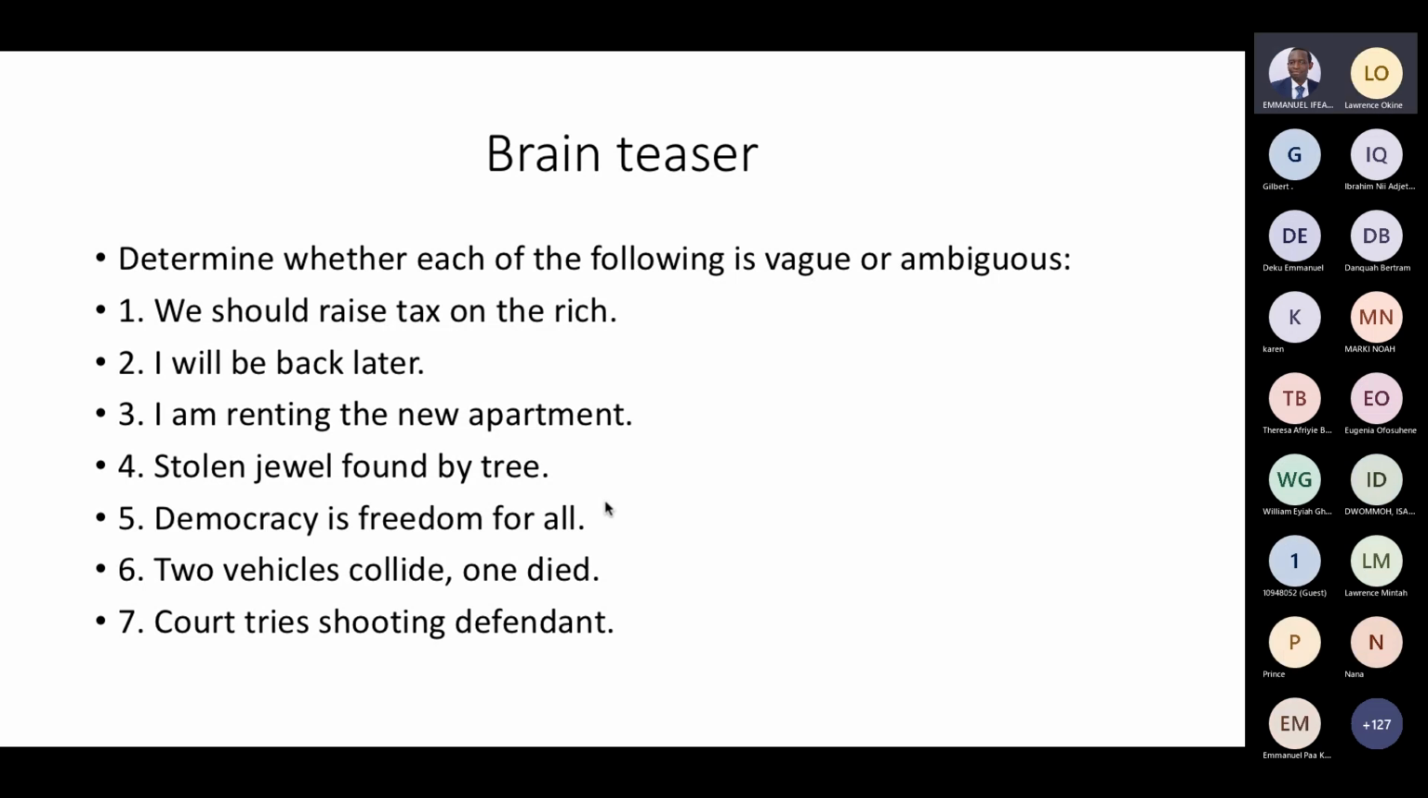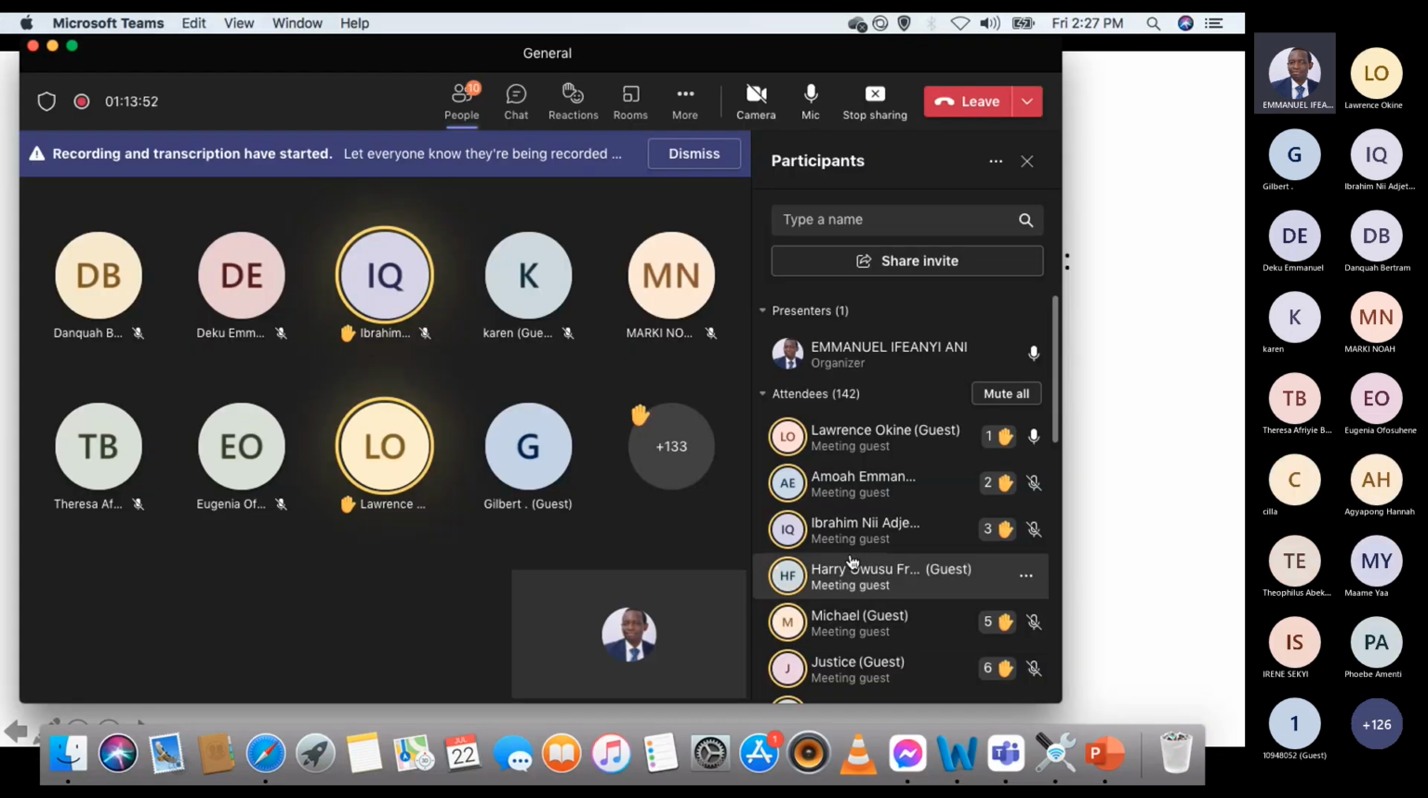So why is it vague? Okay, so it's vague because the writer or the person speaking didn't give a clear indication of where the person will be renting the apartment or what type of apartment the person will be renting. So for me, I say the sentence is vague because it doesn't go straight to the point. All right. So is there any other attempt at the question?